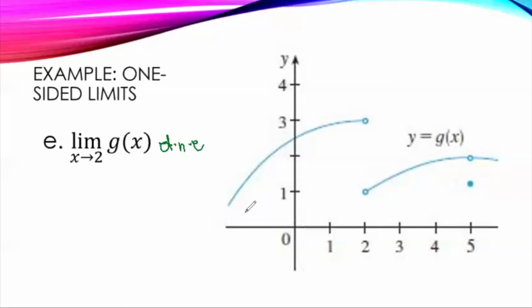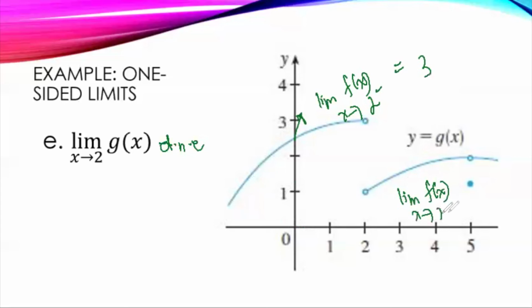Why does it not exist? Because again, earlier we have solved the limit of g of x as x approaches 2 from the left, which is 3. And we have the limit of g of x as x approaches 2 from the right is equal to 1. Does not exist since, what's the reason?